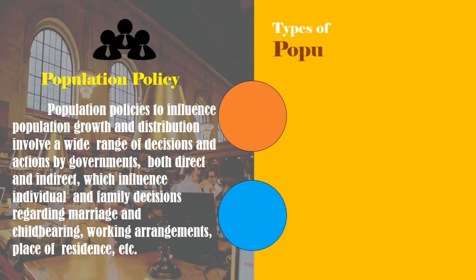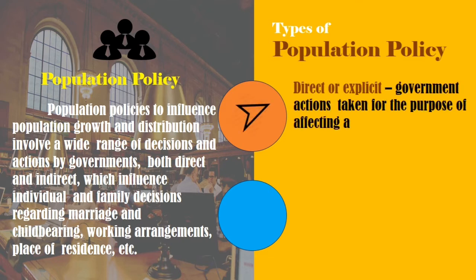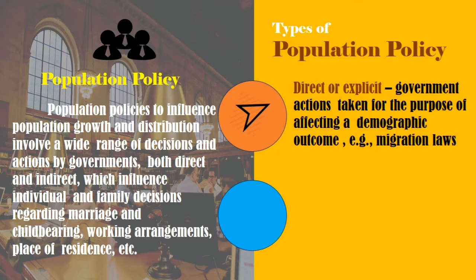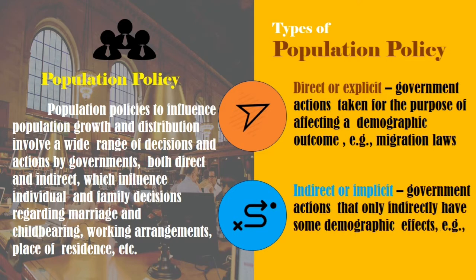So there are 2 types of population policies: the direct or the explicit, and the indirect or implicit. Explicit policies are government actions taken for the purpose of affecting a demographic outcome, such as migration laws and the likes, while implicit policies are government actions that only indirectly have some demographic effects on populations, such as promoting female education and many others.